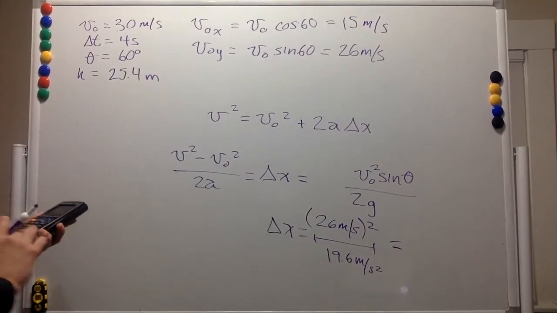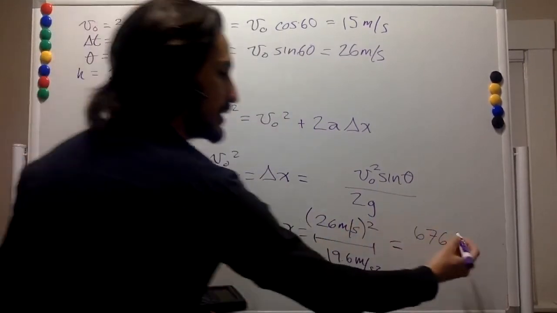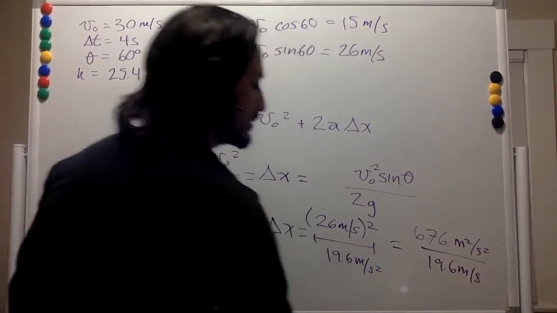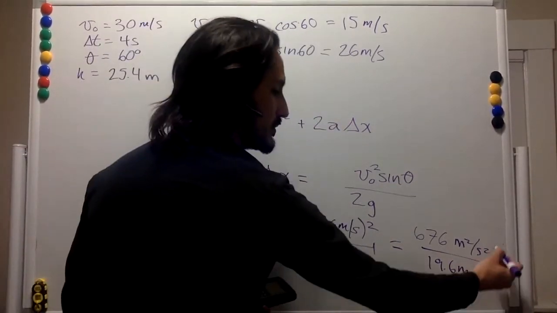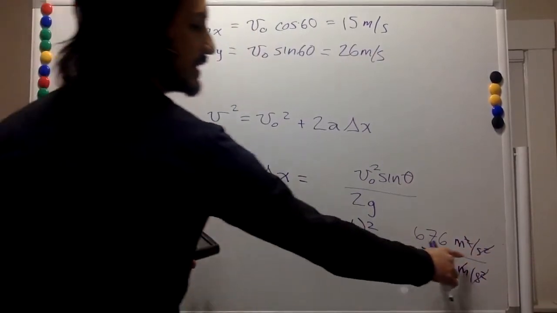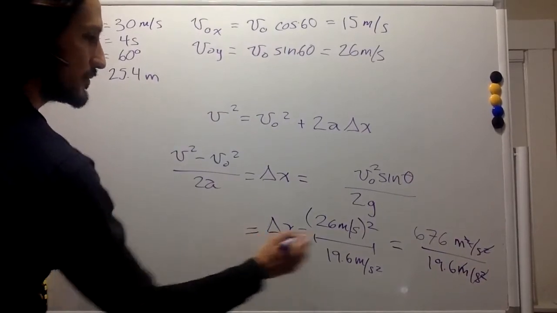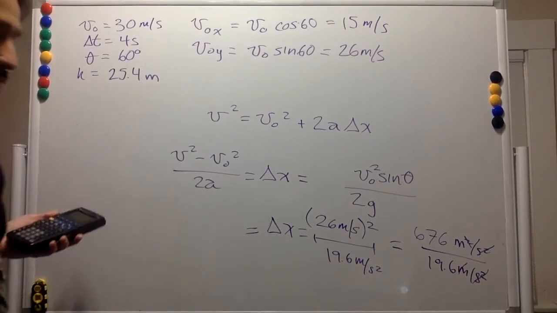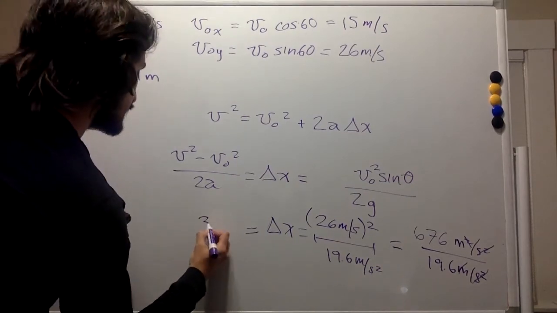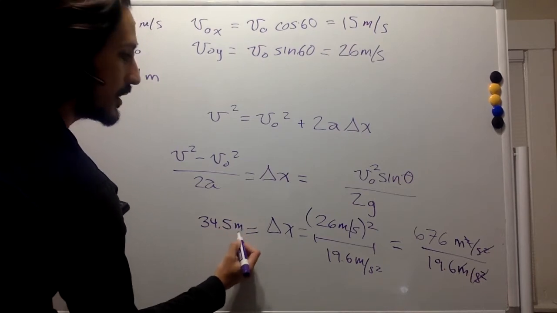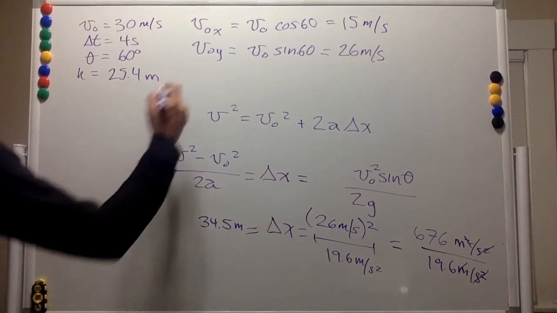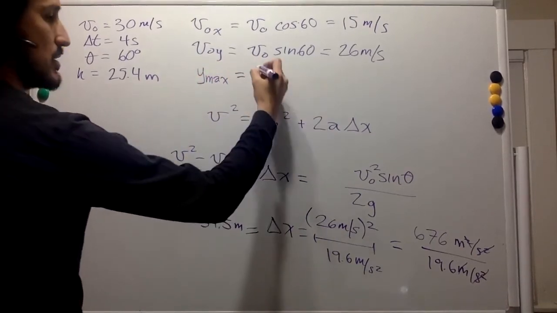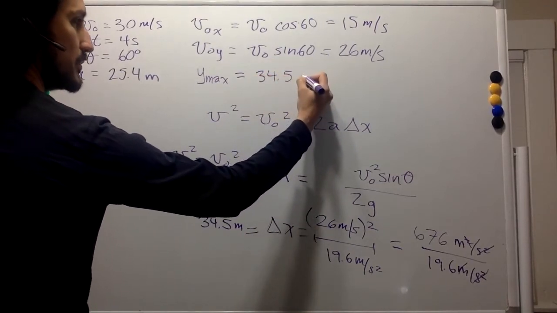So this one is 676 meters squared, second squared. And this is the 19.6 meters per second squared. So the second squared go away. One of the meters goes away. And the units are meters, which is what we wanted. And so we can just do that division. We get 34.5 meters, that's it. Okay, so I'm gonna call this Y max, 34.5 meters.